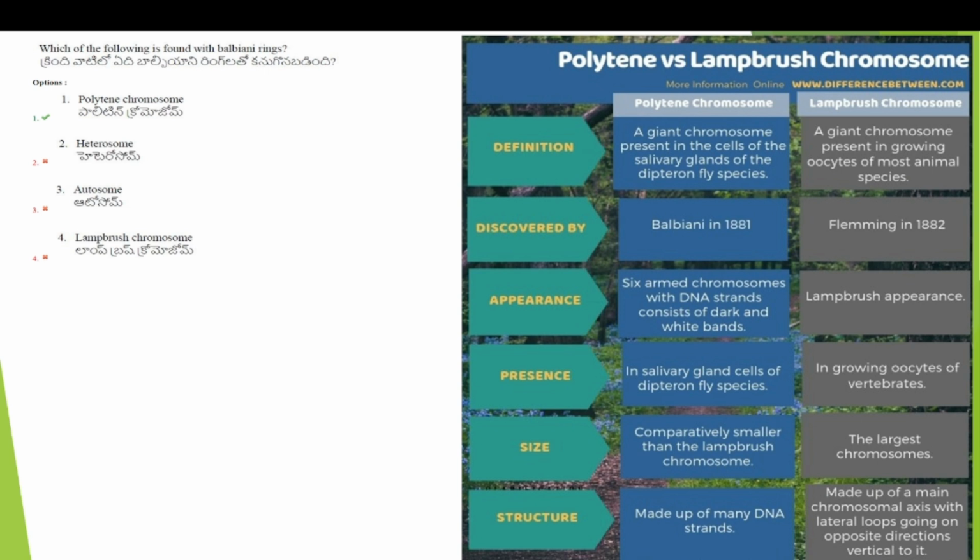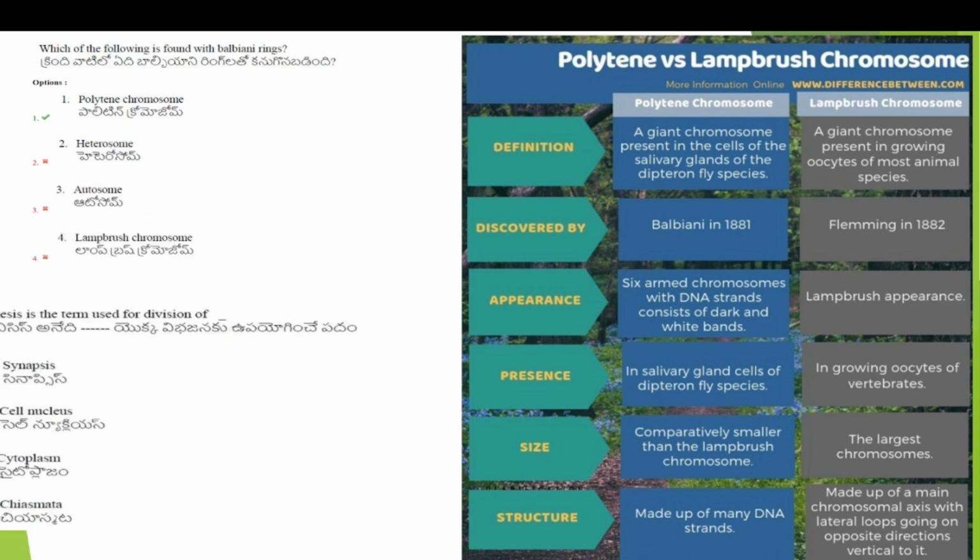Lampbrush chromosomes are the largest chromosome structures. Polytene chromosomes are made up of many DNA strands, whereas lampbrush chromosomes are made up of a main chromosomal axis with lateral loops going in opposite directions, vertical to it. So this is the main difference between polytene and lampbrush chromosomes. Balbiani rings are present in polytene chromosomes.